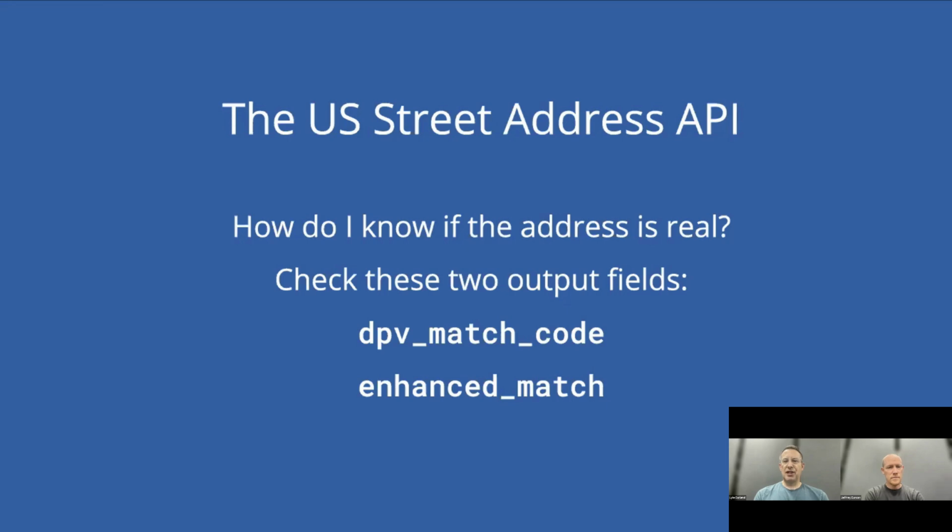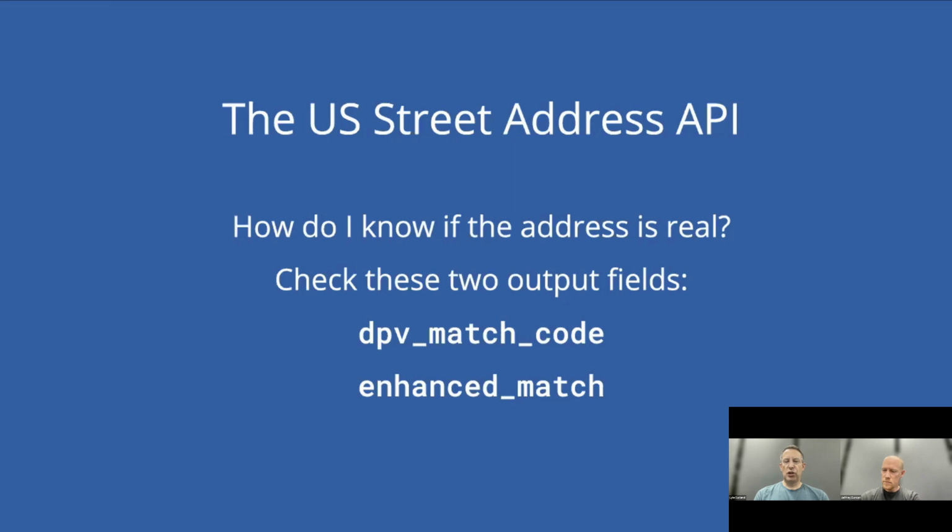And for the US street address API, there's really two fields that you want to look at, the DPV match code and the enhanced match field. Before we jump into examples, DPV stands for delivery point validation. It's essentially a US Postal Service field. It references US Postal Service data only. Enhanced match refers to a process we now use that encompasses more than just USPS data. We have 20 million non-USPS addresses as well as the USPS ones.